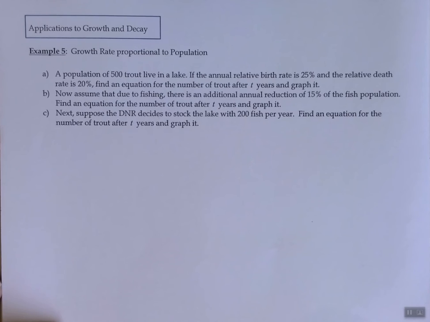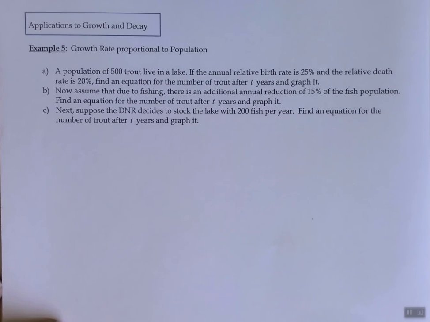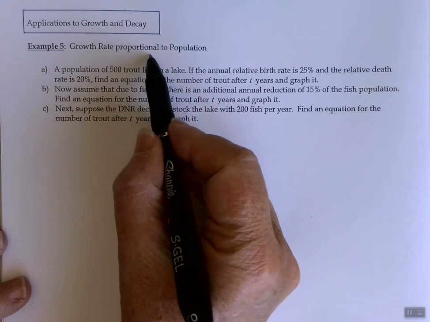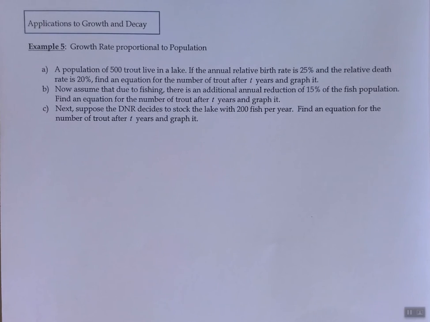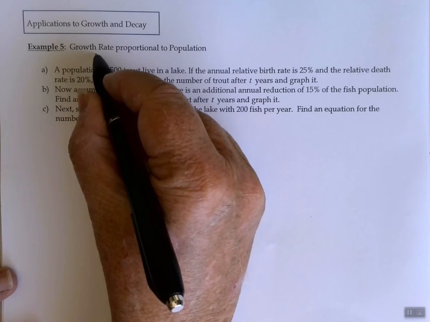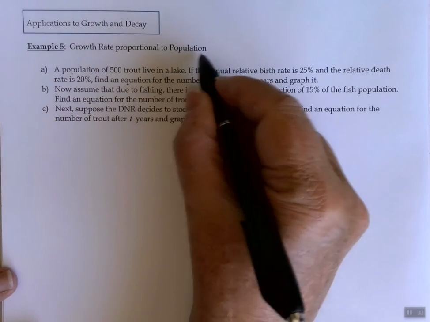Application to growth and decay. So, a very typical assumption to make is that a growth rate is proportional to the population. Right? Kind of makes sense, right? Let's just say you had a population of rabbits or something, the more rabbits you have, the faster you're going to add additional rabbits and the population is going to grow more quickly. So we're going to assume in all of these problems that the growth rate is proportional to the population.